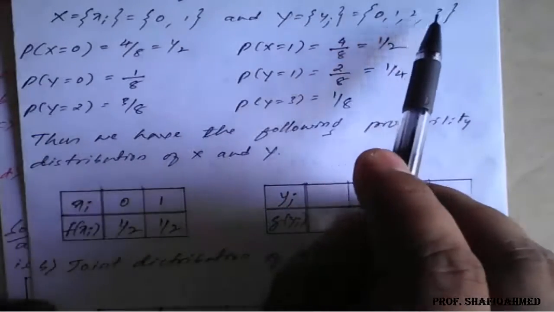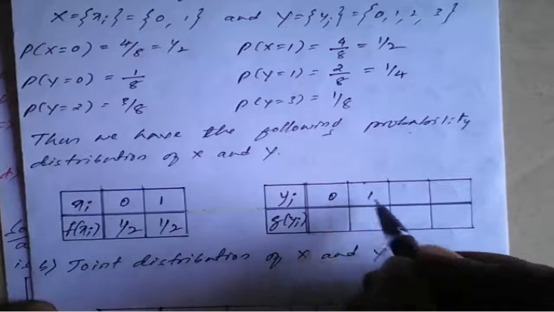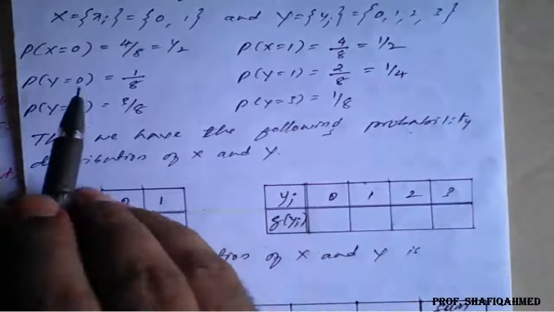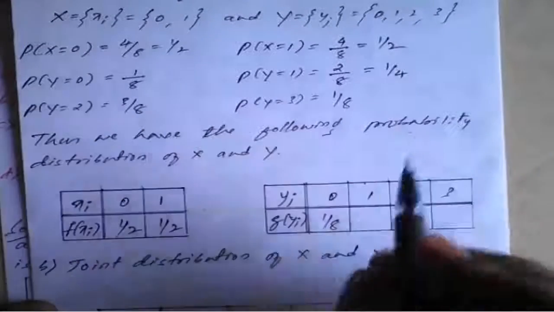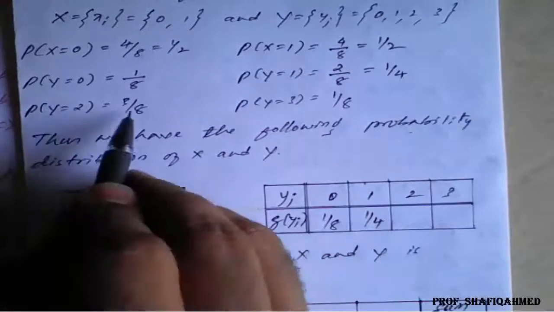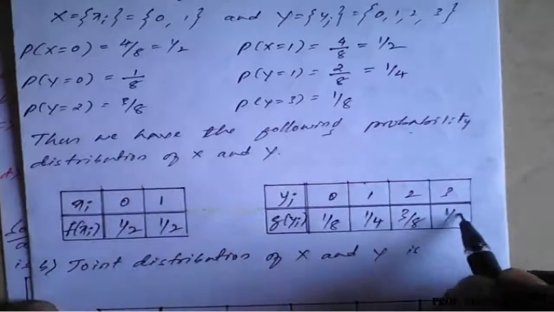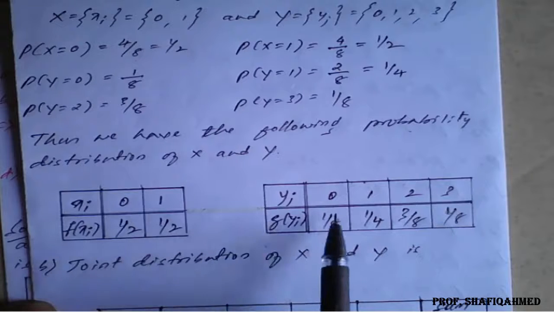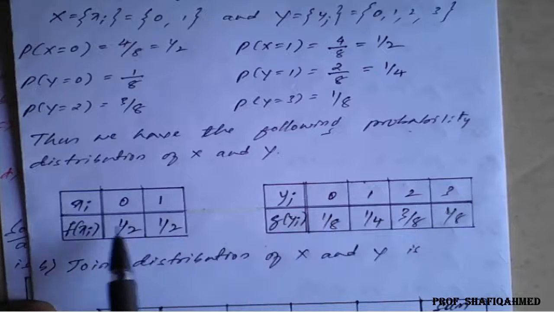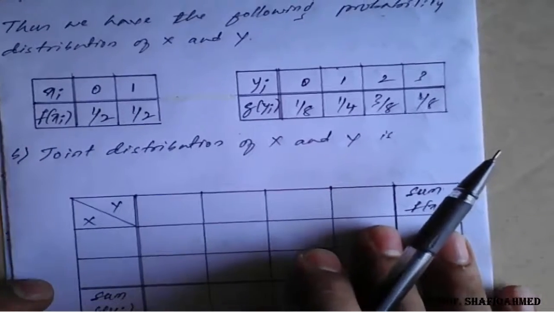Similarly, y takes the values 0, 1, 2, 3. When y is 0, it is 1 upon 8. When y is 1, it is 1 upon 4. When y is 2, it is 3 upon 8. When y is 3, it is 1 upon 8. So in this way, this is a marginal distribution. With the help of this marginal distribution, we will go for a probability distribution table now.